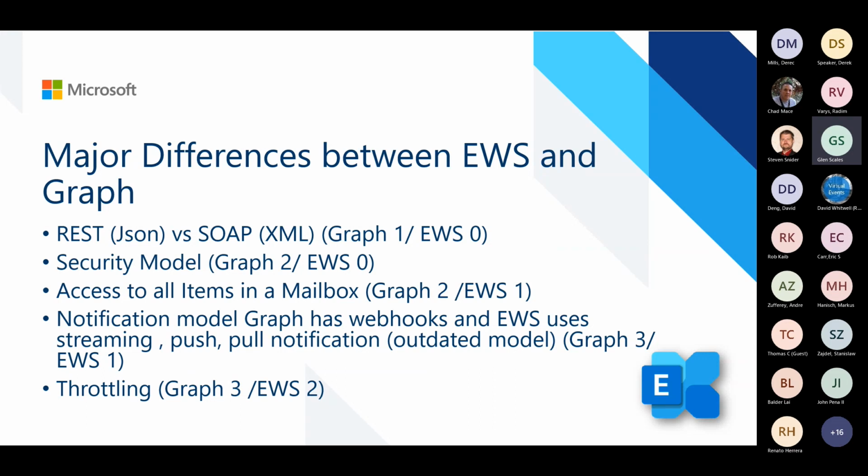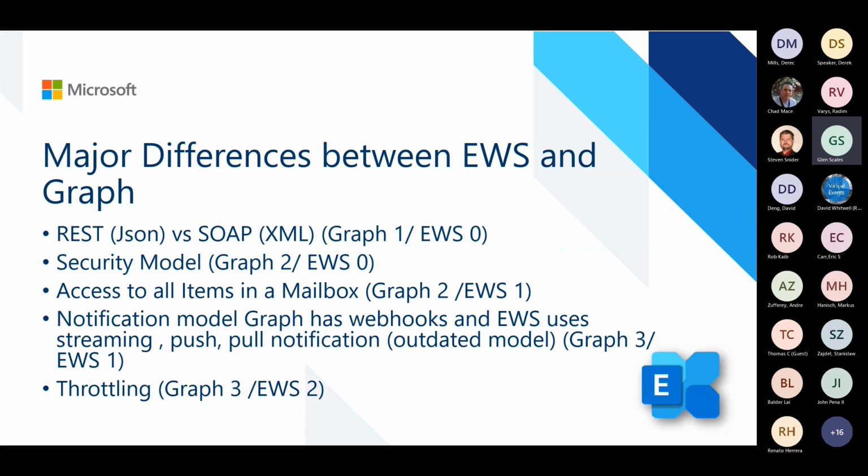On the notification model, Graph has a much more modern approach to notifications using webhooks. It tends to be a better development experience. EWS was built pre-cloud, so the way push-pull notifications work, holding the notification state on the CAS server, can be a little bit fragile in the cloud. It tends to work okay on-prem where you've got a very stable environment. Streaming notifications were the last thing developed around EWS. They still work pretty well in the client context, and Graph doesn't really have an alternative to streaming notifications.